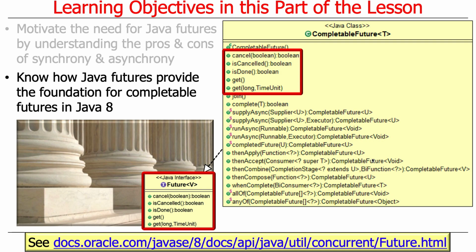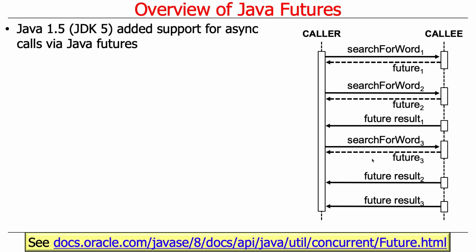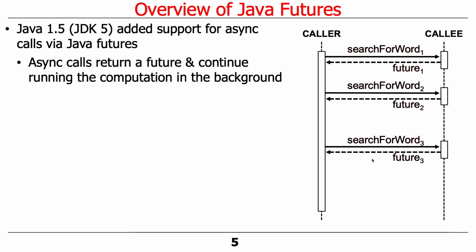So as we'll see, completable future implements the future interface, and then as you can see in this picture, adds a whole pile of other stuff to it. Futures have been around in Java for a long time, since about 2004, when Java 1.5 or JDK5 was released. And basically what they do is they make it possible to make an asynchronous call that doesn't block the calling thread, the caller, but instead gets a future back right away and then continues running the computation in the background. And we'll talk about how it runs in the background in just a second.